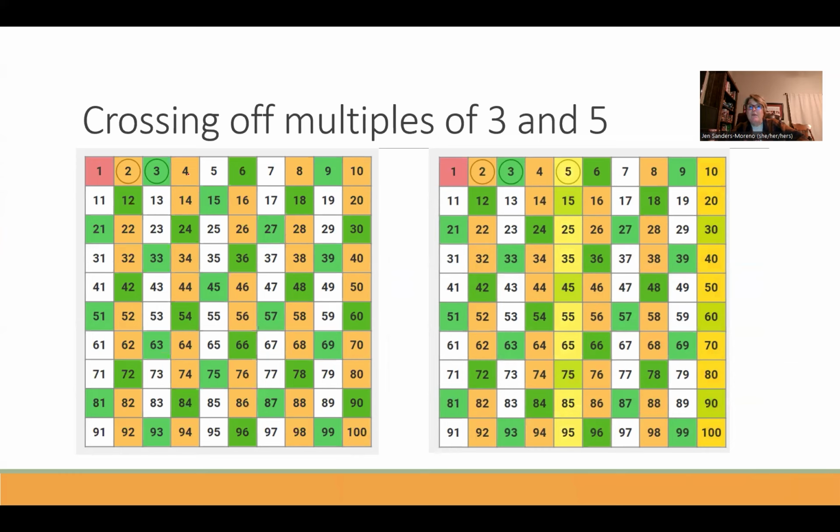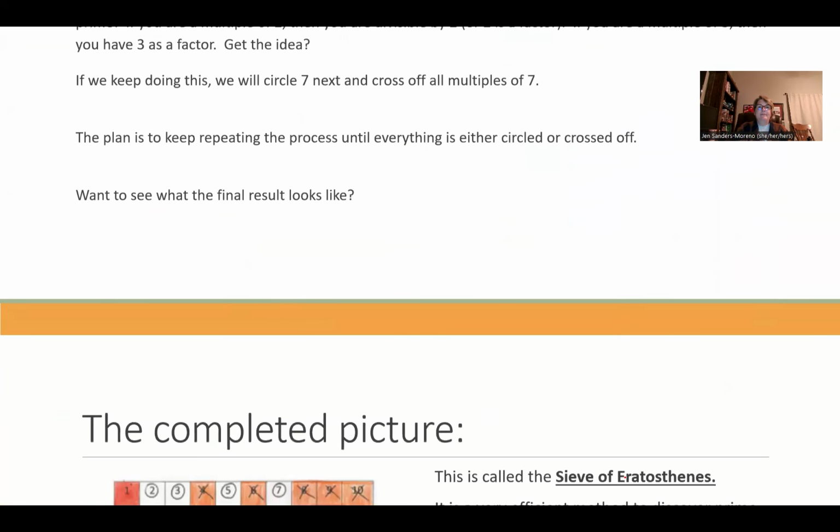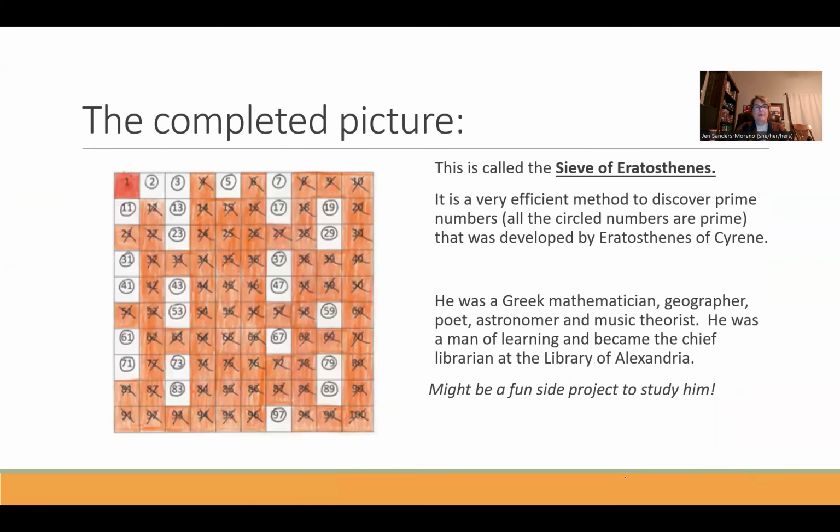And what you're noticing is very rapidly things start getting crossed off. Okay. So then the next one would be circling 7 and crossing off multiples of 7. And then the next one would be circling 11 and crossing off multiples of 11. And so what ends up happening as you go through all of these steps is you get, not that, there we go. Okay, so that's the final result that you'll get if you're able to make it to the end.